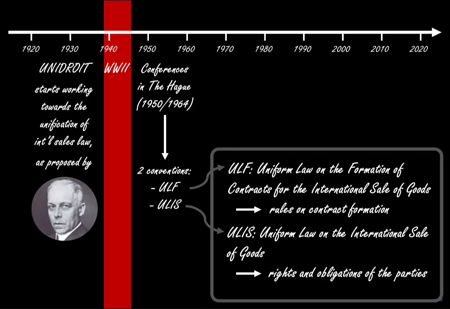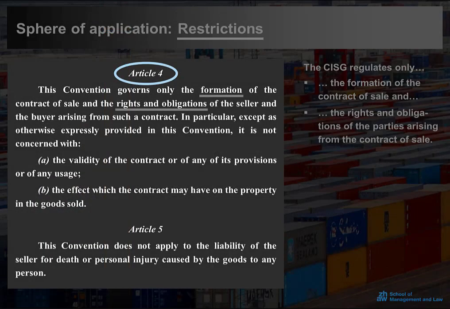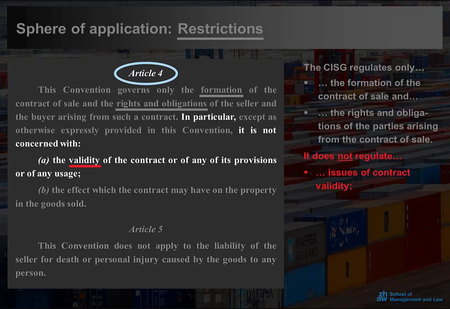of the CISG. Articles 4 and 5 also specify a number of issues that remain outside the scope of the CISG. The CISG does not regulate issues of contract validity, for example, the invalidation of the contract due to error or deception. Furthermore, the CISG does not regulate issues of property transfer.